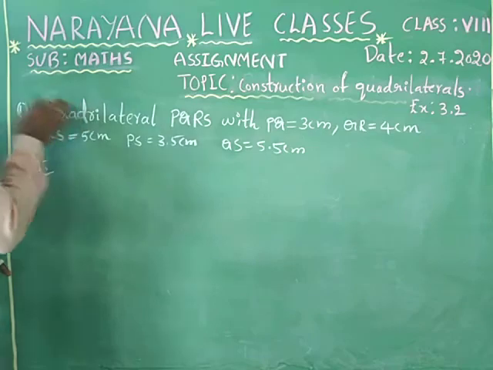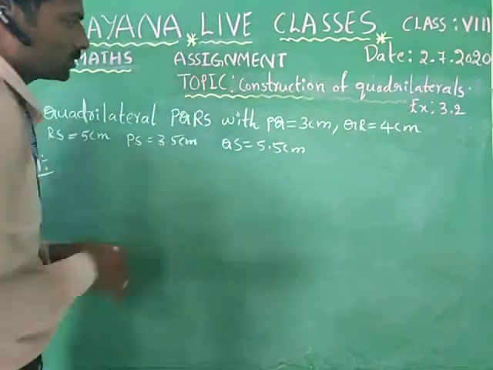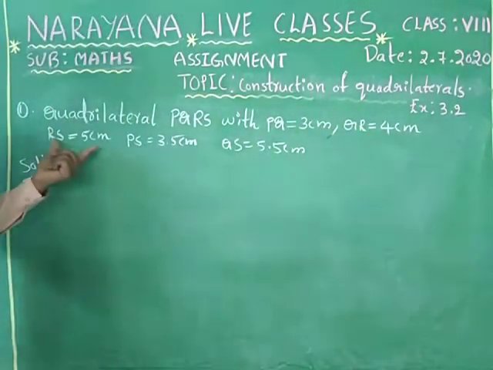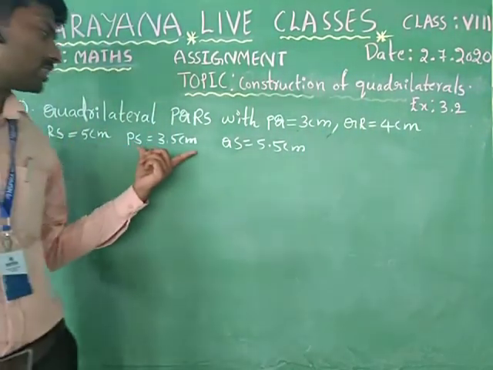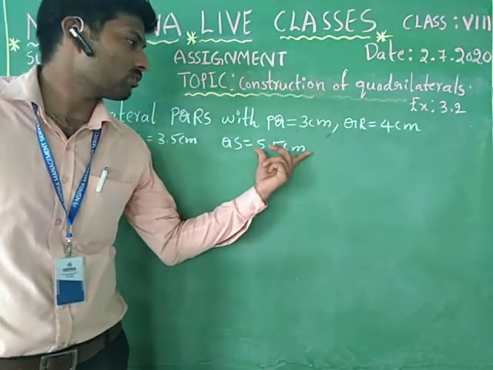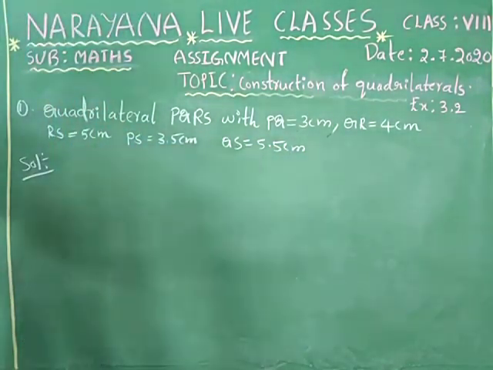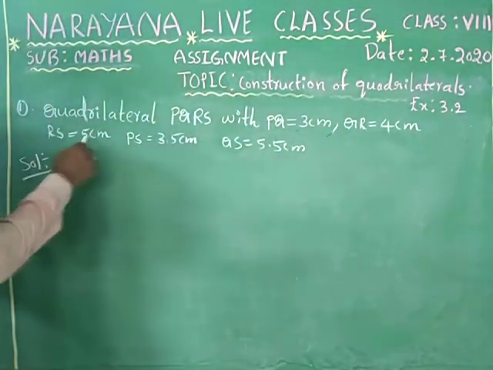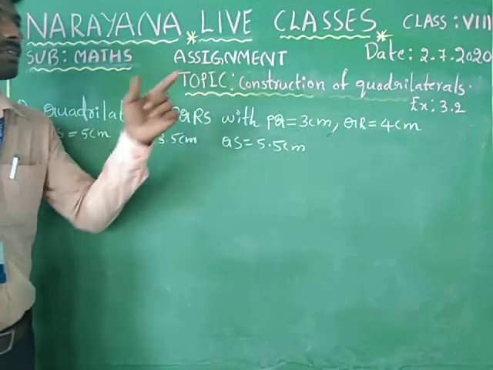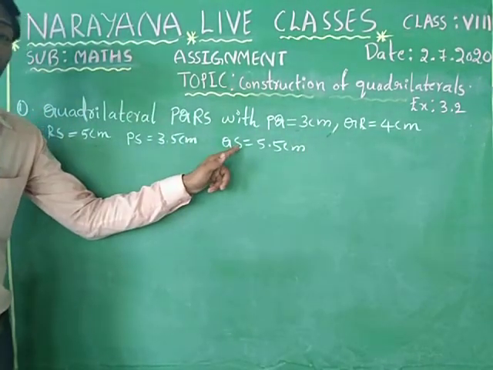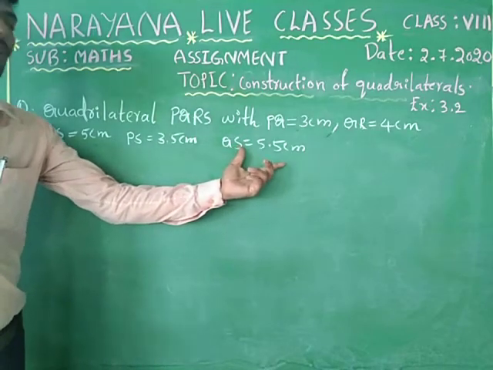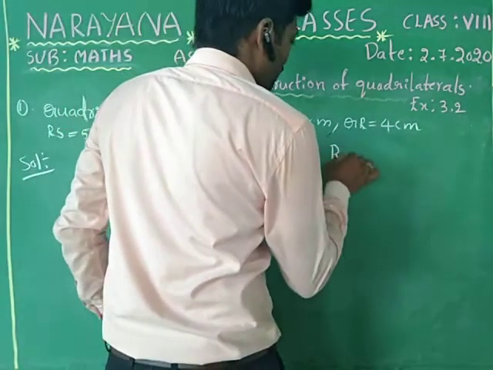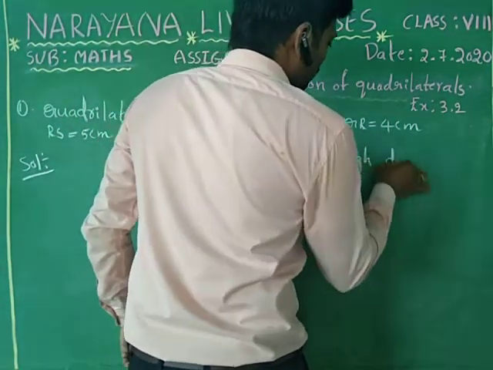The first assignment question is: construct a quadrilateral PQRS with PQ equal to 3 cm, QR equal to 4 cm, RS is 5 cm, PS is 3.5 cm, as well as QS equal to 5.5 cm. So PQ, QR, RS and PS, all these four measurements are sides of a quadrilateral. Now QS is a diagonal. When a diagonal is given, how can we construct? Let us see that. Before going to that, let us draw the rough sketch or rough diagram.